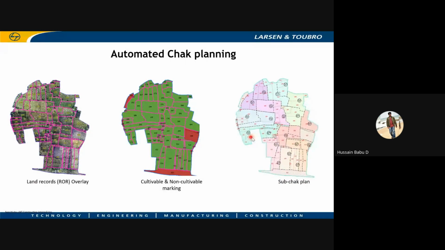So this is how we work with the raw revenue records, and we segregate which are cultivable land and non-cultivable land. For our check making purpose, we will consider only cultivable lands, removing all the non-cultivable lands. This hatched area is non-cultivable land. So only the cultivable land is taken for this process. All this process is automated using Python coding.